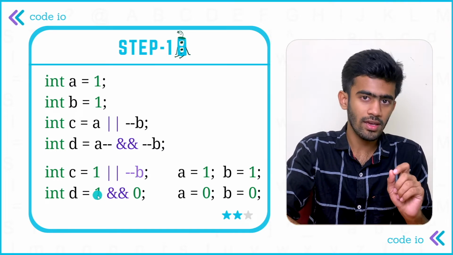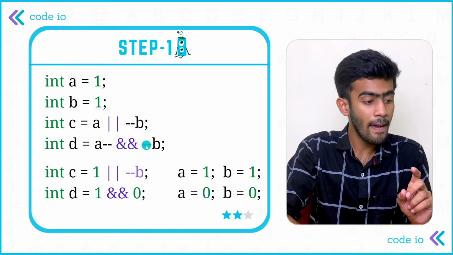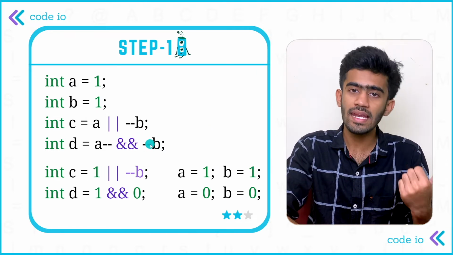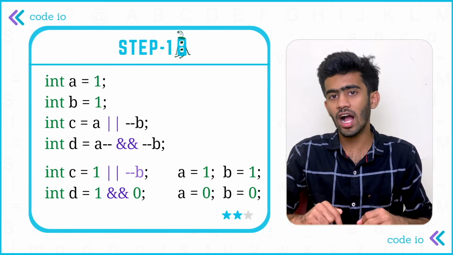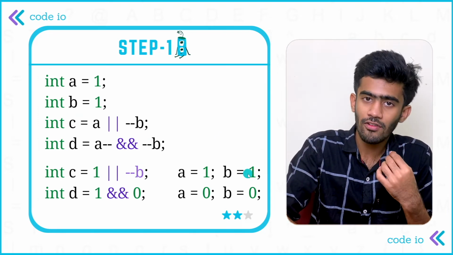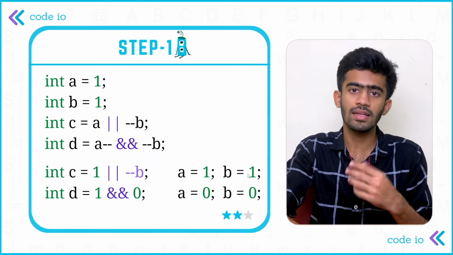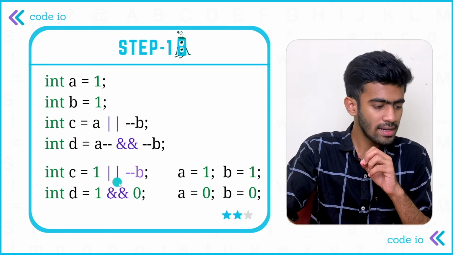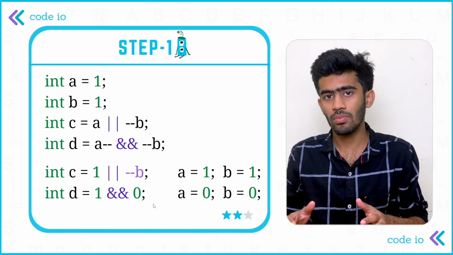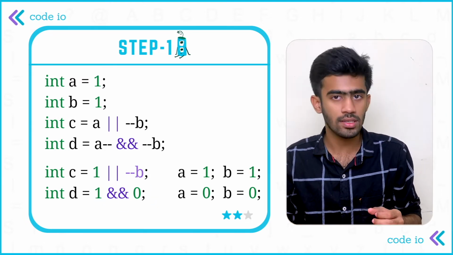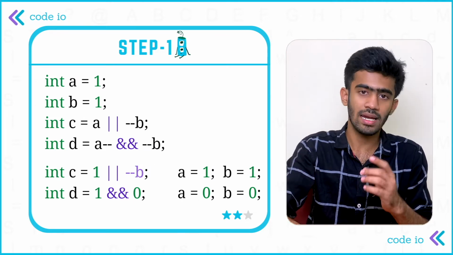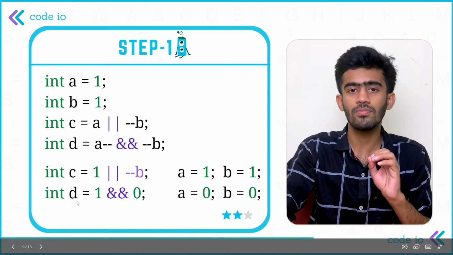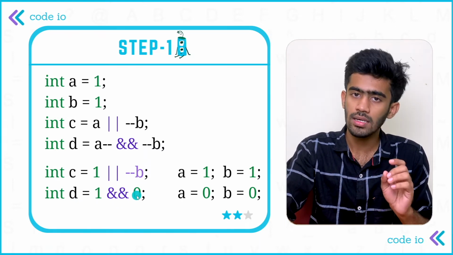So here the value of a used is 1, and --b. Initially the value of b is 1, but since it is pre-decrement, the decremented value would be used. When we decrement the value of b, that is 1, by 1, we get 0. So the value being used here is 0. So 1 && 0. For an AND operator, if either one of them is false or 0, the result is false, that is 0. Hence the value of d would be 0.